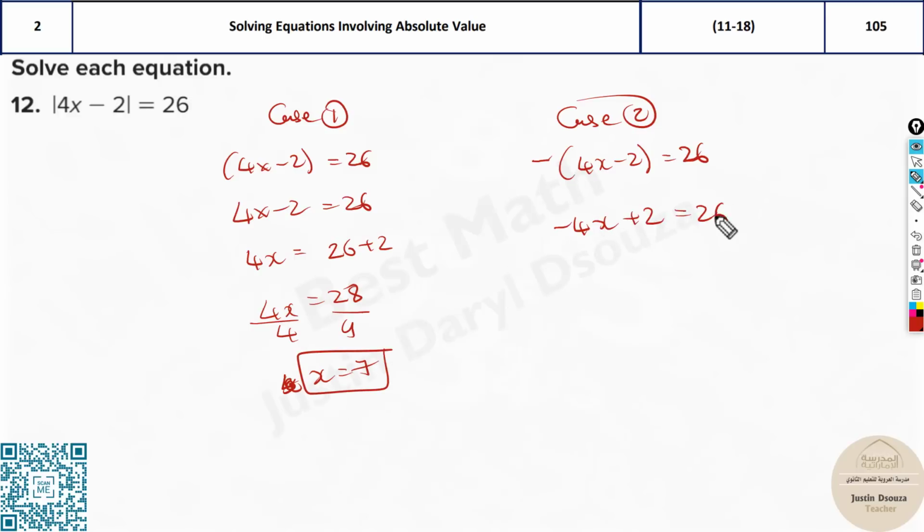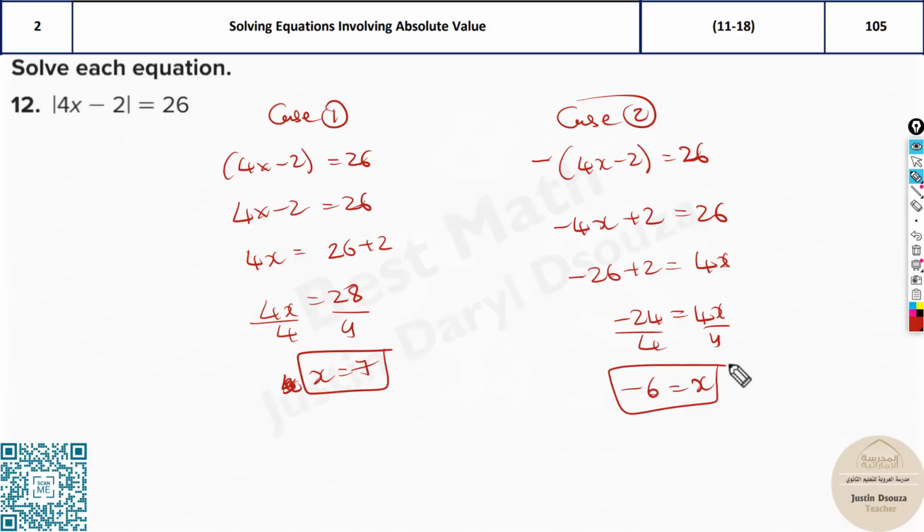And over here, it's minus 4x plus 2 that is equal to 26. Now, how could you solve this? 4 is negative, so take it to the other side. And this minus 26, get it to the inside here. It'll be minus 26 plus 2 equals positive 4x. Minus 24 is equal to positive 4x. Divide both the sides by 4. You'll get minus 6 is equal to x. This is the correct answer.